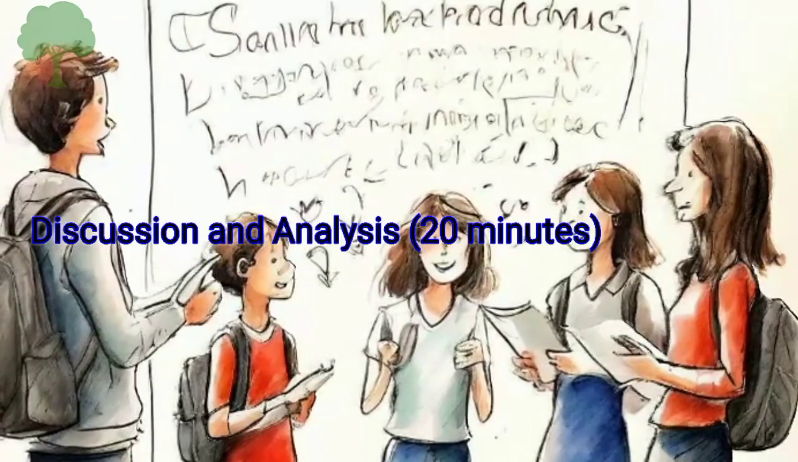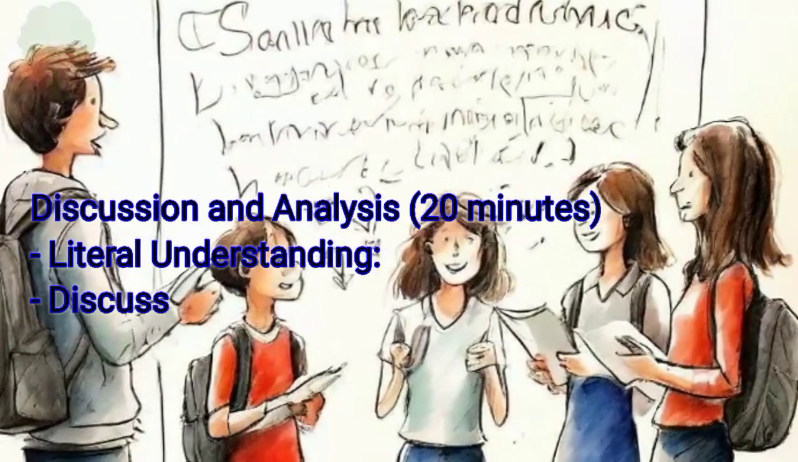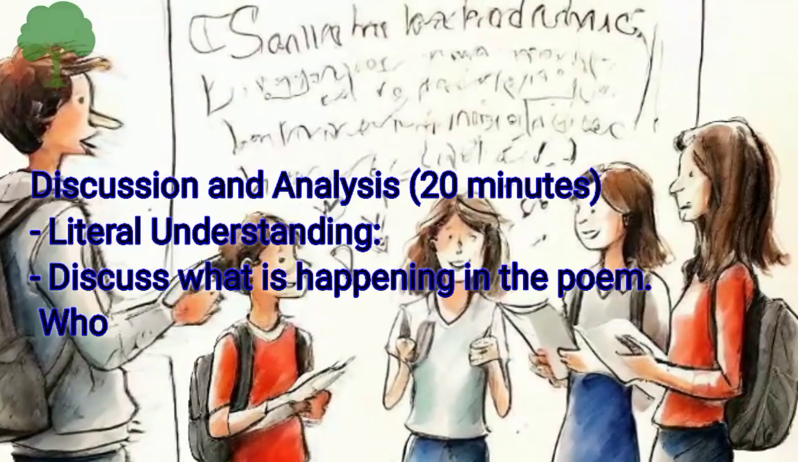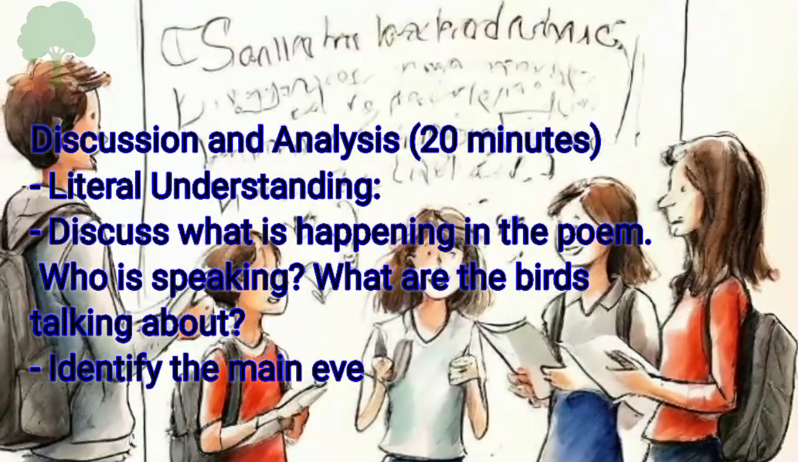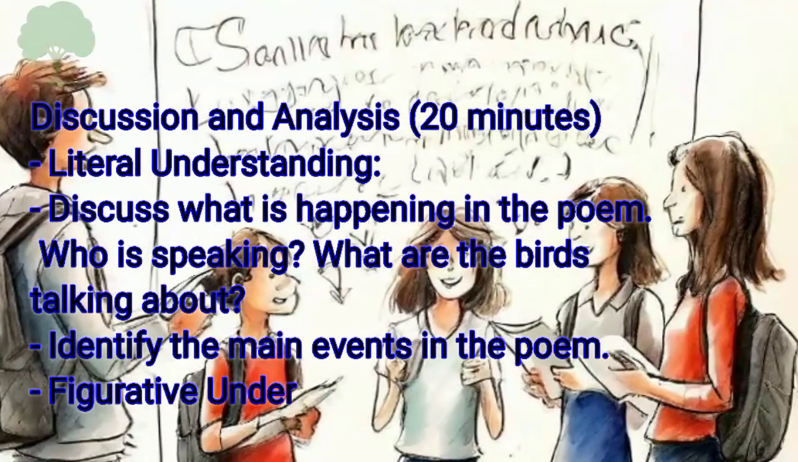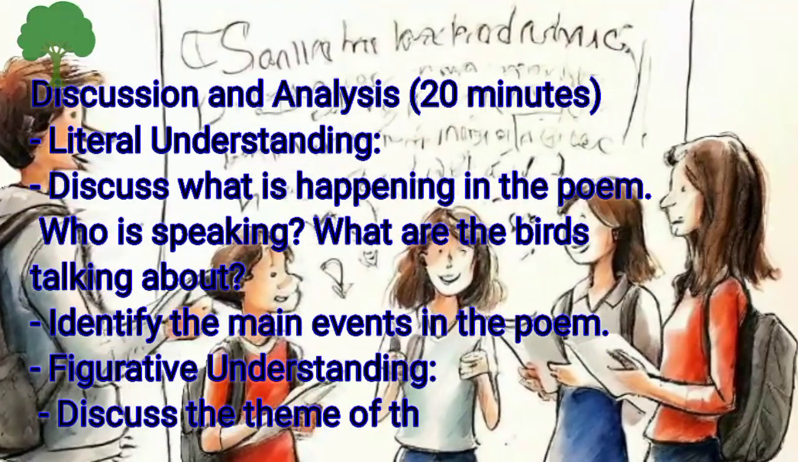Discussion and analysis, 20 minutes. Literal understanding: discuss what is happening in the poem. Who is speaking? What are the birds talking about? Identify the main events in the poem.